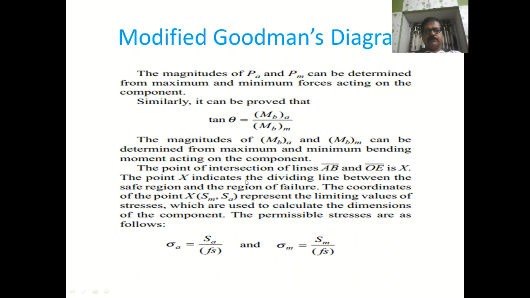The point X indicates the dividing line between the safe region and the region of failure. You can see here X indicates the dividing line between the region of safety and the region of failure. The coordinates of X are the mean stress and the amplitude stress, SM and SA, which represent the limiting values of the stresses used to calculate the dimensions of the component. The permissible stresses are SA by factor of safety and SM by factor of safety.